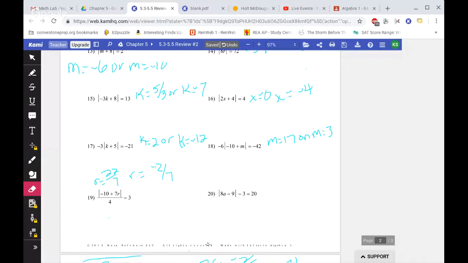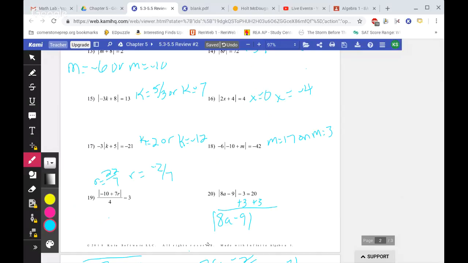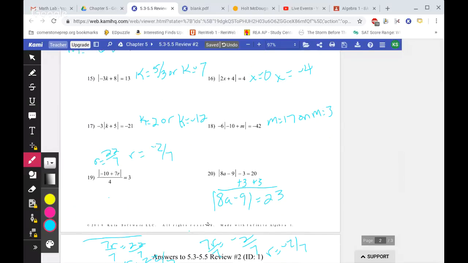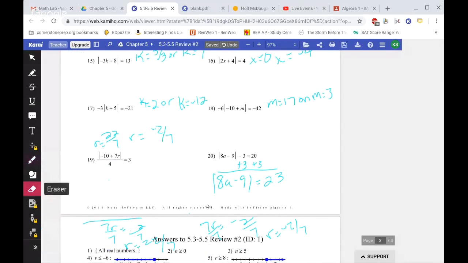All right. On this one, I think somebody already said that you would add 3 to both sides, and that is absolutely correct. So now we have the absolute value of 8a minus 9 equals 23. And now we're going to take it outside of absolute value signs.